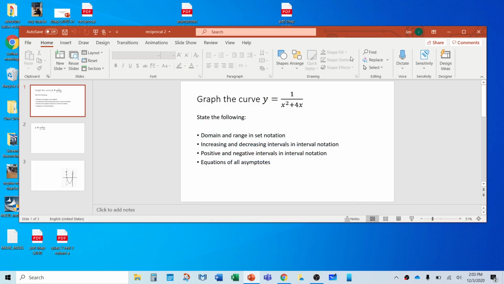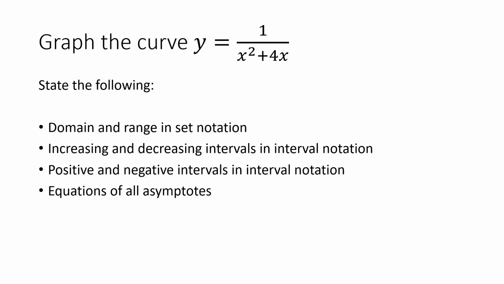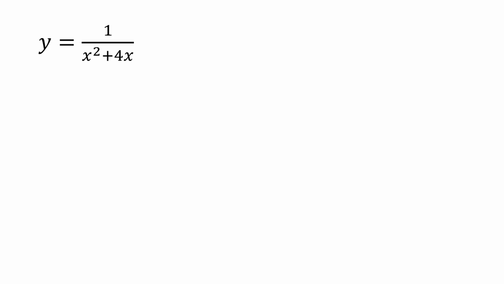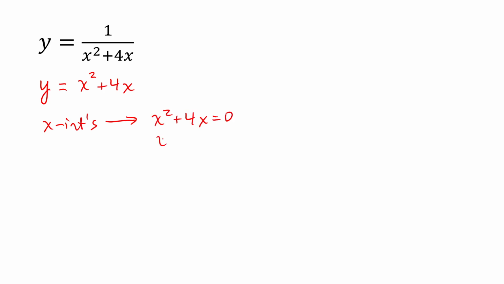In this video, we're going to graph the curve y equals 1 over x squared plus 4x. In order to graph the curve y equals 1 over x squared plus 4x, we'll begin by graphing y equals x squared plus 4x. To determine the x-intercepts, we'll let x squared plus 4x equal 0, meaning x will be either equal to 0 or negative 4.